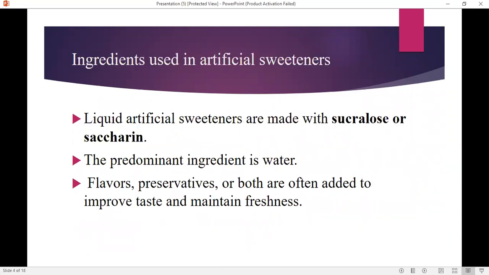Ingredients used in artificial sweeteners. Artificial sweeteners are made with sucralose and saccharin. The predominant ingredient is water. Flavor, preservative, or both are often added to improve taste and maintain freshness. Artificial sweeteners are basically used to improve taste and maintain freshness of food.